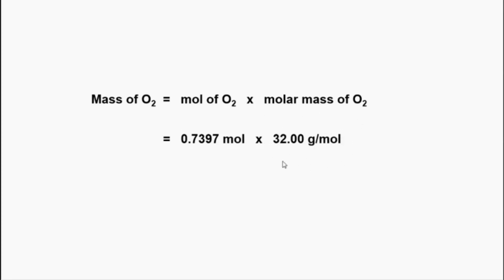This is the molar mass of oxygen, because for the oxygen atom the molar mass is 16. The oxygen molecule is O2, so 16 times 2, and we get 32 grams per mole. You solve for this and you get the answer, 23.7 grams of oxygen. So this is the mass, or the amount, of oxygen required in the reaction.